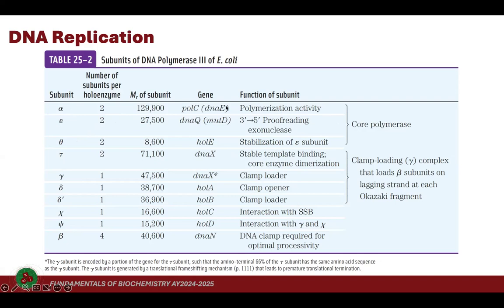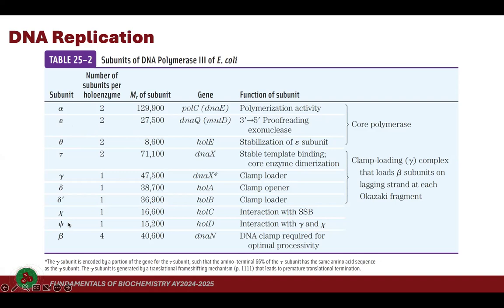The alpha subunit is the main one, meaning that it's the one performing the polymerization activity. It's the one that reads the template, the nucleotide from the template strand. It's the one that puts in the partner nucleotide. So if it reads T, it should put A, and then it catalyzes the condensation reaction. The epsilon subunit is the one that has the 3' exonuclease activity. The theta is important for the stabilization of the epsilon subunit.